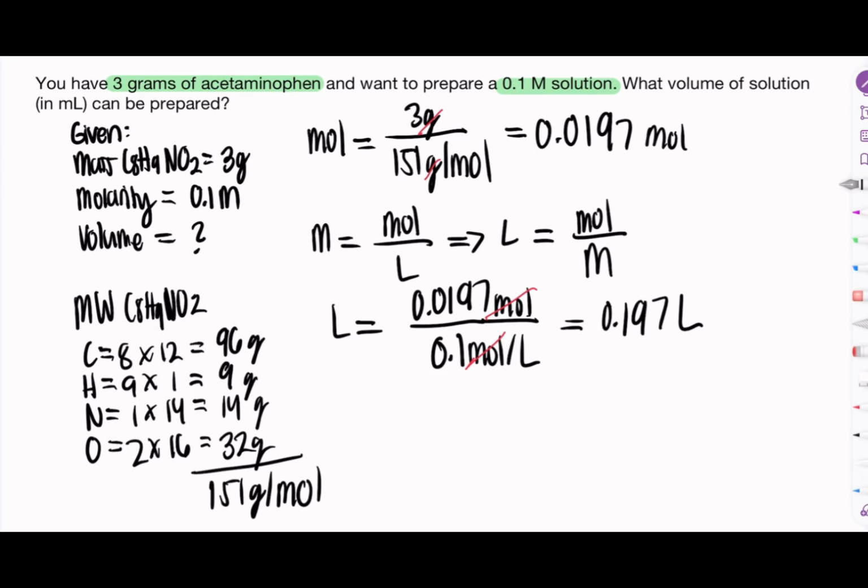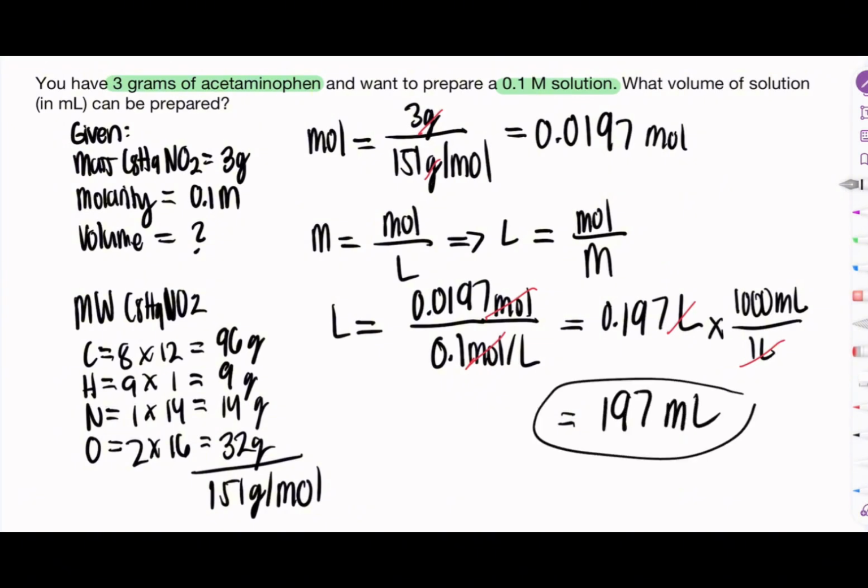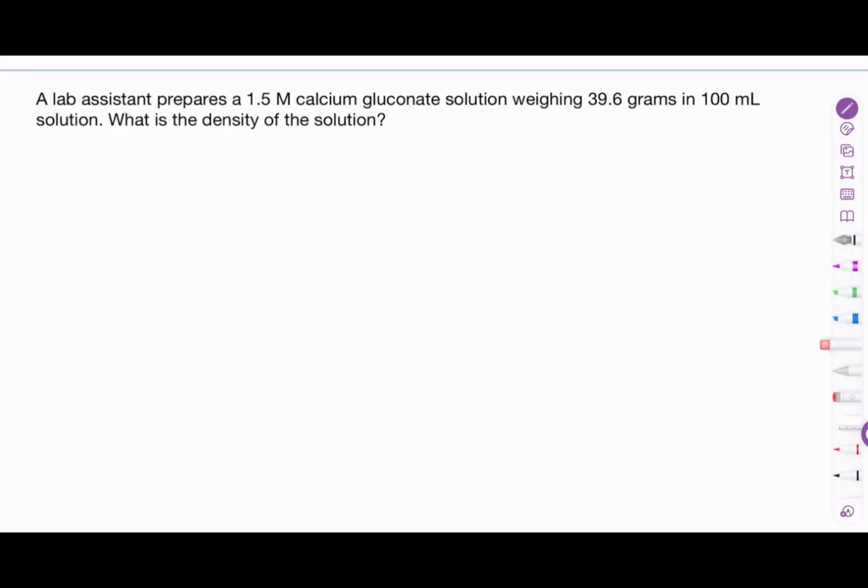Yes or no? No, it's not yet the final answer because it has been stated that the volume must be in milliliters. So let's try to convert it. So 0.197 liters times 1 liter, 1000 ml. Cancel. So the final answer would be 197 milliliters. That's the volume. Now on to the other question.